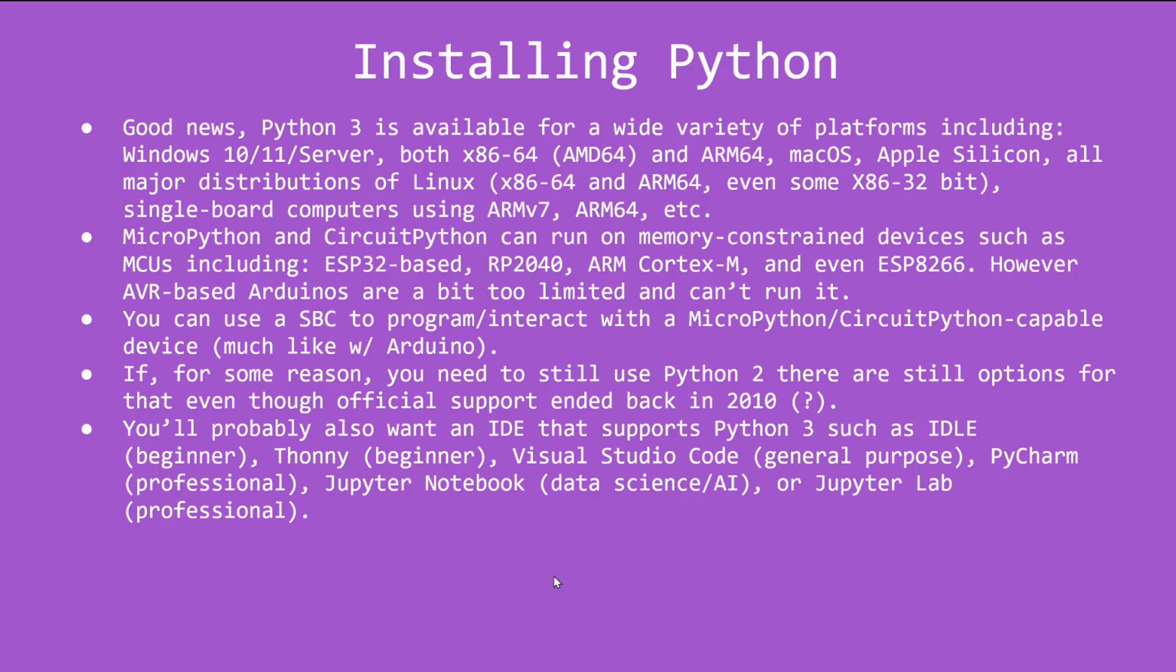Now, the good news is Python 3 is pretty much available for just about anything. A wide variety of platforms: Windows 10, 11, server stuff for both x86-64 and ARM64, macOS, even Apple Silicon stuff, just about every major distribution of Linux, both x86-64 and ARM64. There's even some support for x86 32-bit and single board computers that run ARM64 and the older ARMv7. I think I can run Python 3 on just about every model of Pi out there.